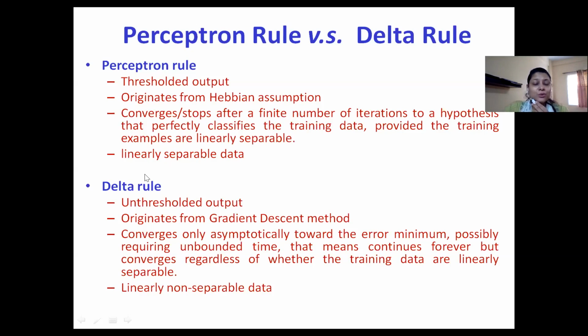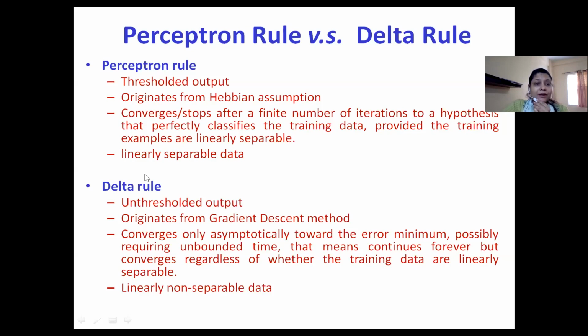But in case of delta rule, this particular algorithm can run forever, can continue forever, right? Because it converges only asymptotically towards the error minimum, because its main aim is to minimize the error. Its main aim is not that we want to converge into any global or any local optima. So basically it possibly requires unbounded time. That means it can continue forever, but obviously it converges regardless of whether the training data are linearly separable or not.